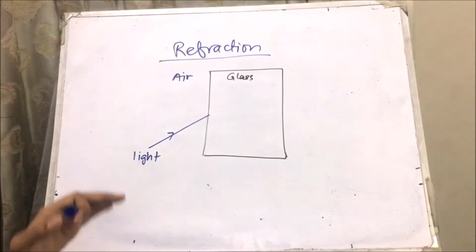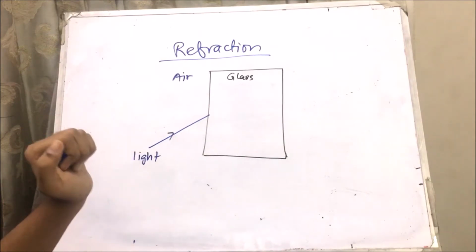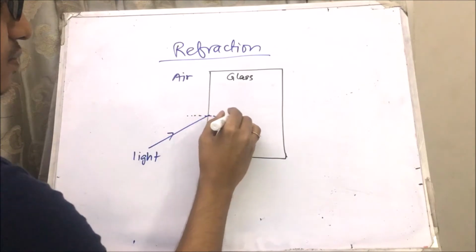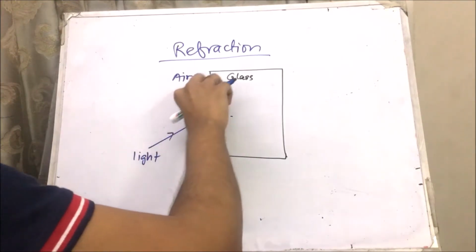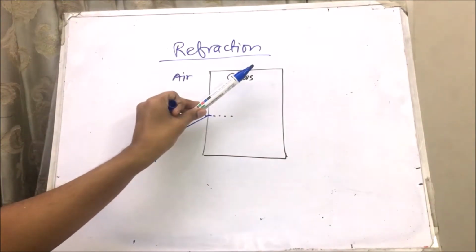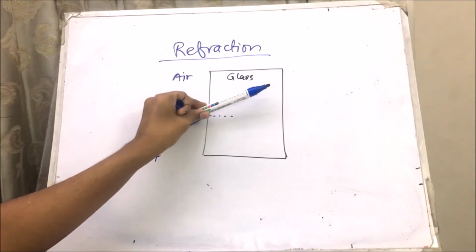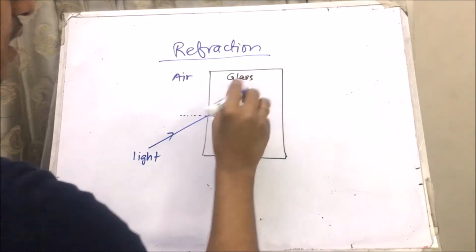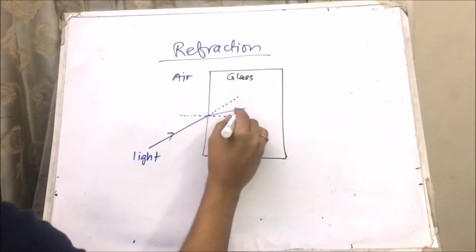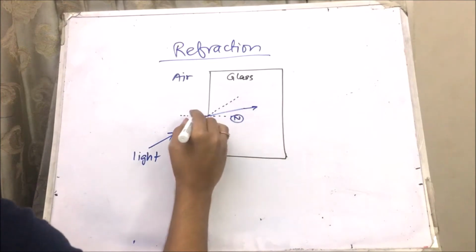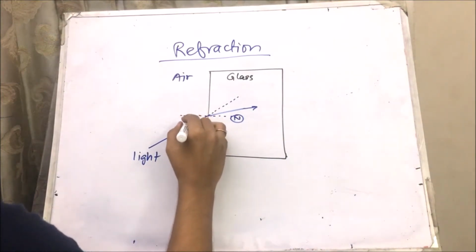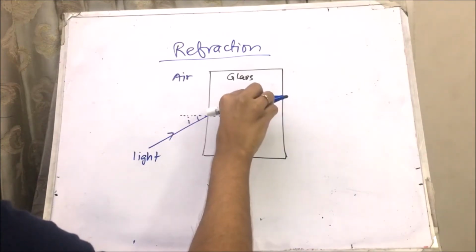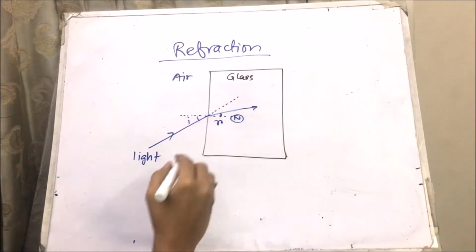Okay, so here we have light traveling from the source to this glass. Let's draw the normal. This light was supposed to go like this, but when it enters the glass, it actually bends towards this normal. Like this, it was supposed to go like this, but it bends towards the normal, like this. This is your angle of incidence, and this angle, the angle between the ray inside the glass and the normal, is what we call the angle of refraction.